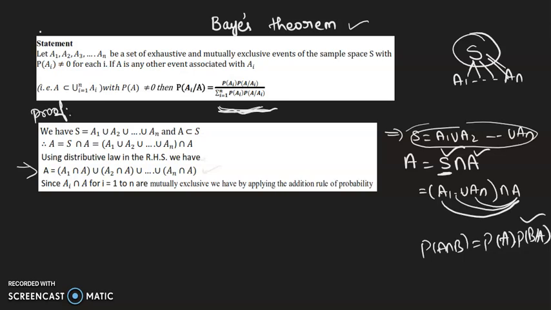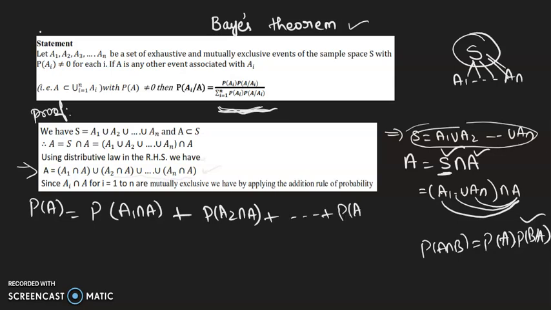Now after that, what we are going to do is find the probability of A. I know what A is. What is the probability of A? This is nothing but the probability of the first term, A1 intersection A, plus the second term, A2 intersection A, because this is the addition rule of probability, right? Then the third one and so on, plus P of An intersection A.